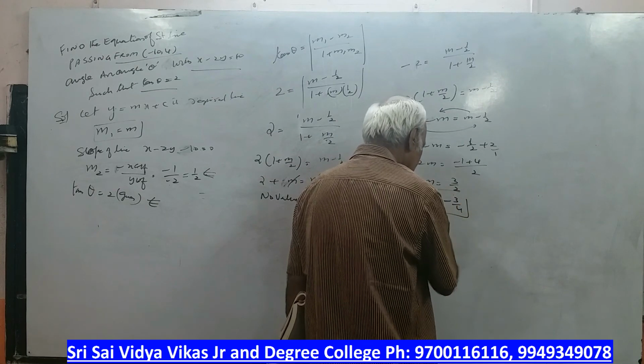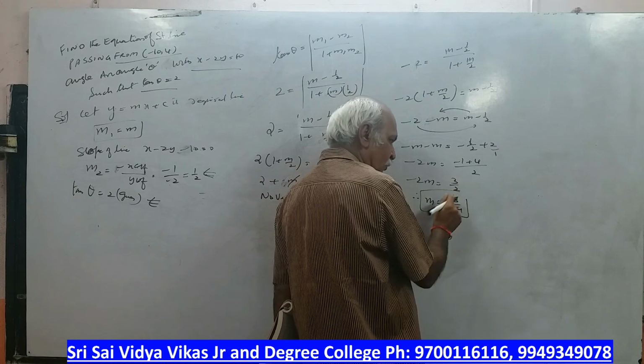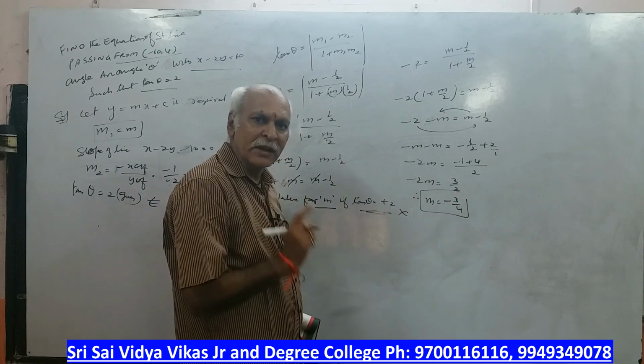Therefore, m is equal to minus 3 by 4. Why, sir? Here we are dividing by 2, so 2 into 2, 4. So minus 3 by 4. We got the m value.